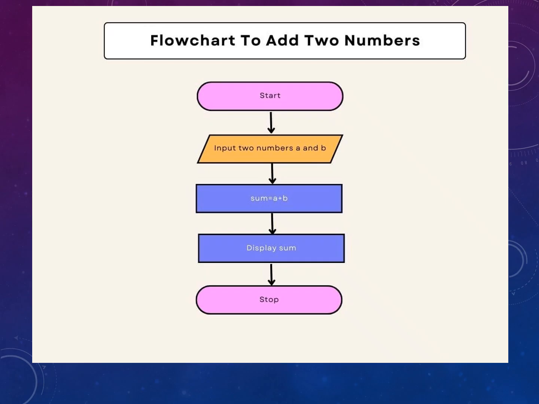Notice how every symbol has a specific job. The oval starts and ends the flowchart. The parallelogram takes inputs and displays output. The rectangle performs the calculation.